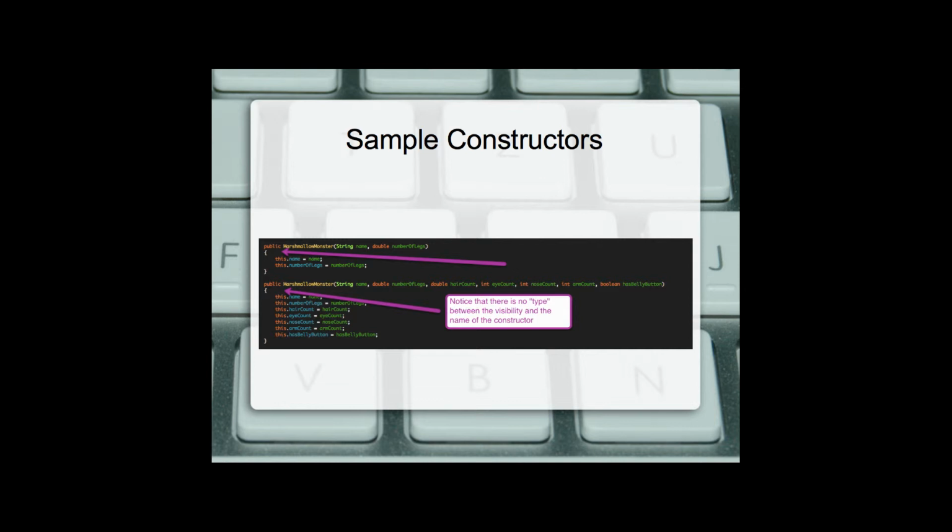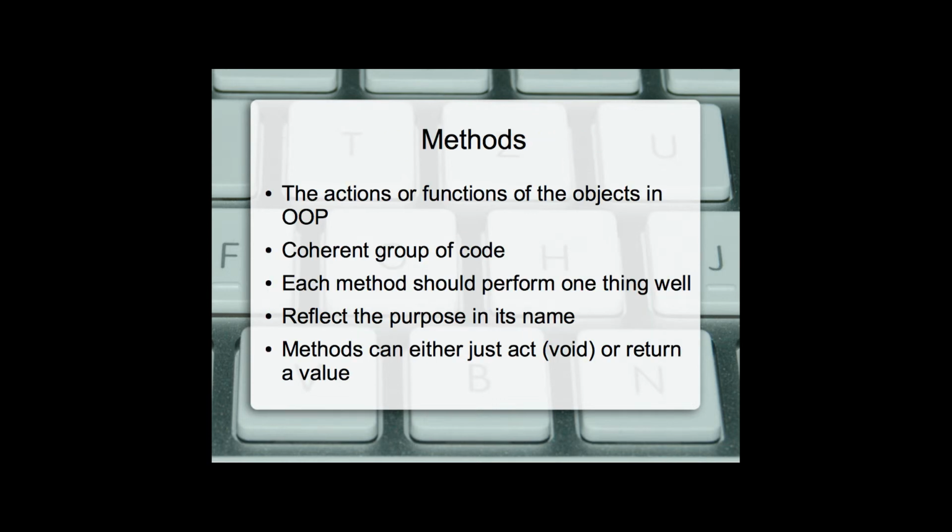And again, like we see right here, notice there is no type between the visibility modifier and the name of the constructor. If we put a void there, instead of creating an object, it will simply call that method, which would mean it's not going to happen when we use the new keyword, and would cause null pointer exceptions all over the place. Our next section we're looking at when dealing with objects is the idea of our methods.